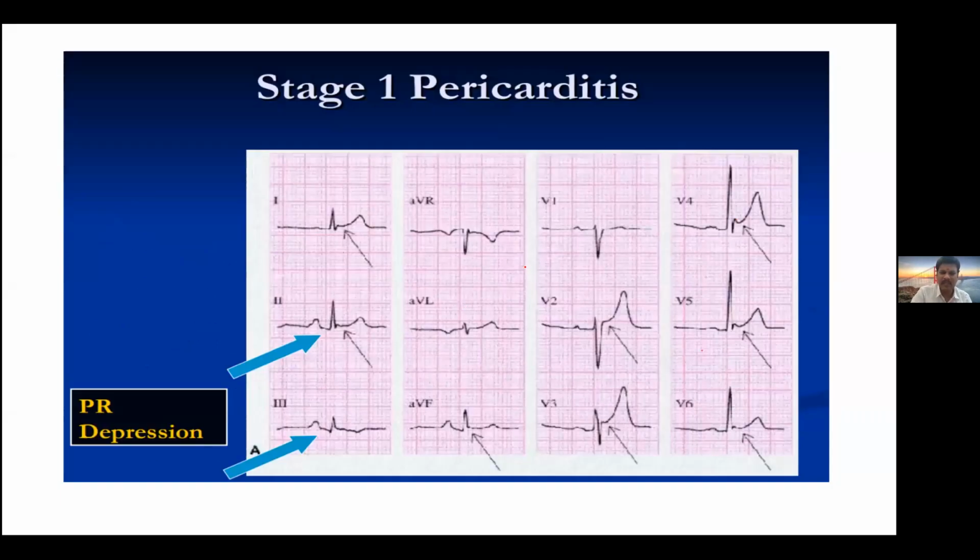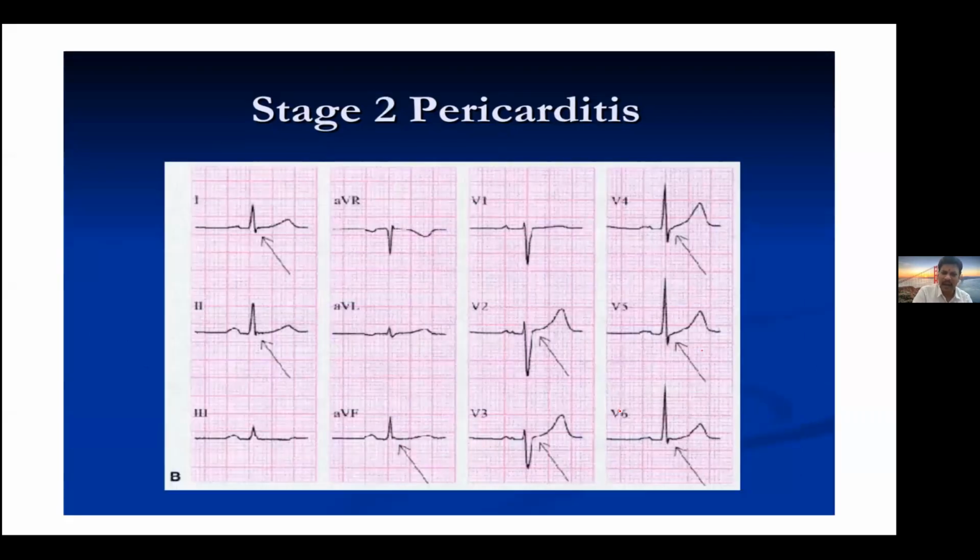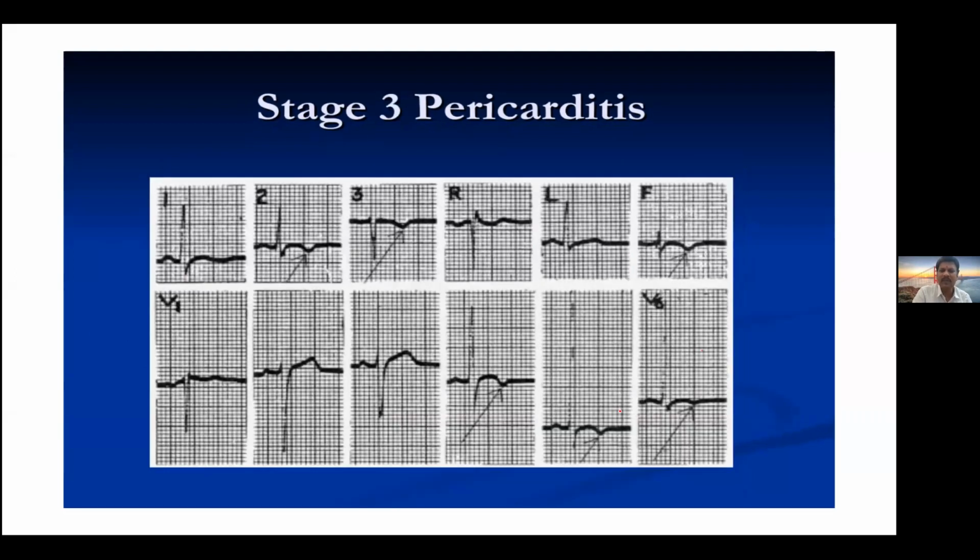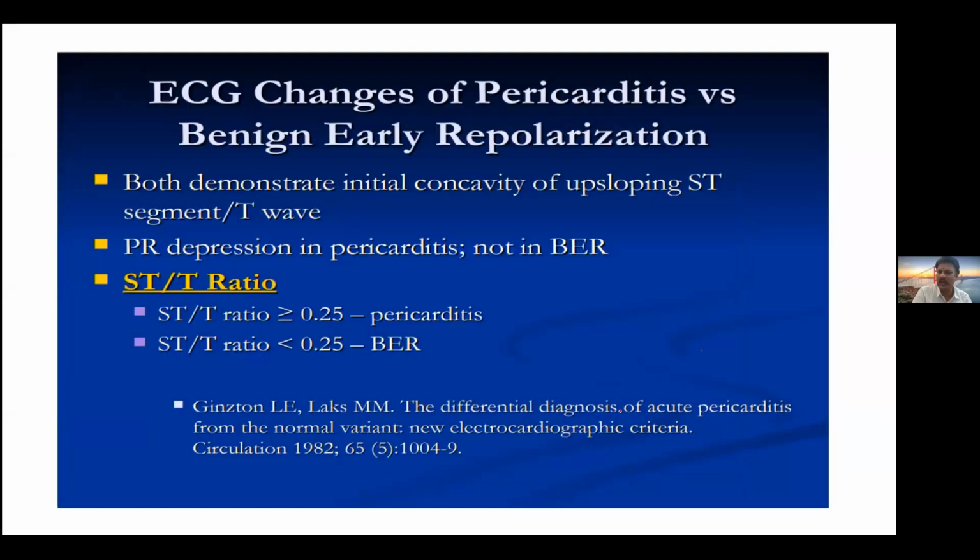PR segment depression happens along with ST elevation. This is a typical case of pericarditis. After settling of the ST segment, you have T wave inversion after 4 or 5 weeks. These are the stages of pericarditis.